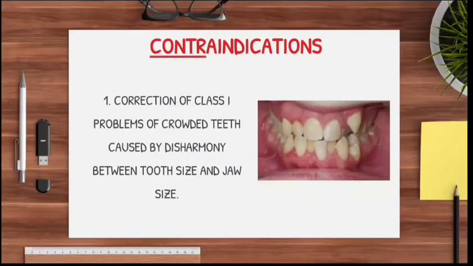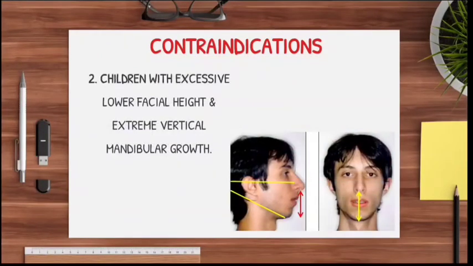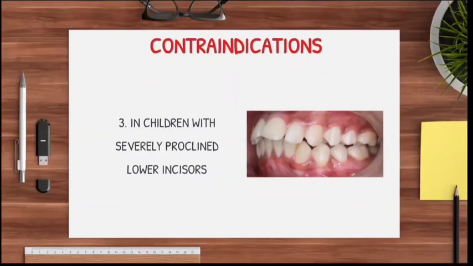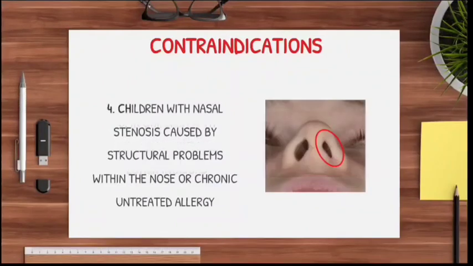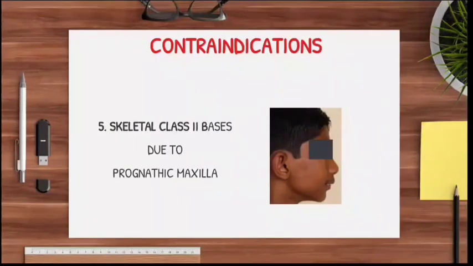Now dealing with the contraindications. First one, correction of class 1 problems of crowded teeth caused by disharmony between tooth size and jaw size. Children with excessive lower facial height and extreme vertical mandibular growth. And in children with severely proclined lower incisors. Children with nasal stenosis caused by structural problems within the nose or chronic untreated allergy. Nasal stenosis, which means nasal wall collapse. And skeletal class 2 basis due to prognathic mandible.